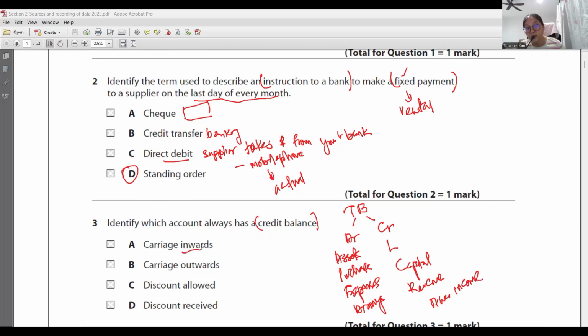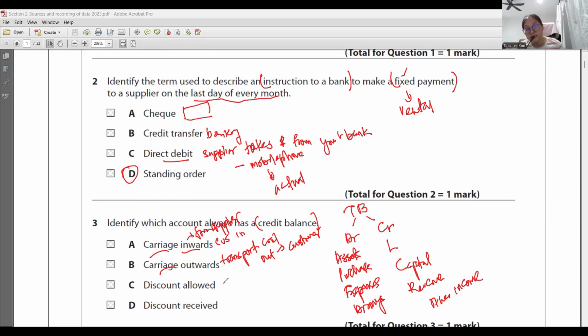Carriage inward means the transport cost that we incurred when we bring in the goods. This one is a cost of sales. Carriage outward is the delivery or transport cost that we incurred when we send the goods out to the customer. Both are transport costs, one in from the supplier and one out to the customer. Both we have to pay, so both are on the debit side.